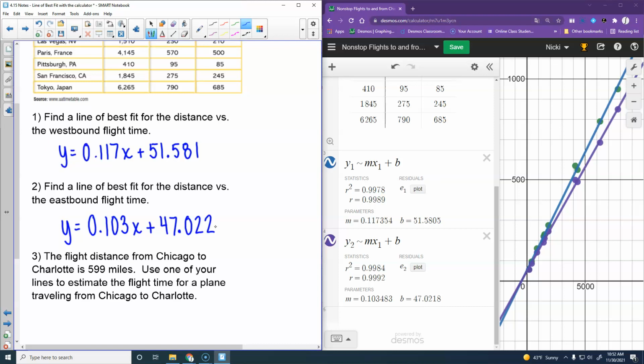Okay, questions on anything so far? All right, now 3 tells us the flight distance from Chicago to Charlotte is 599 miles. Use one of your lines to estimate the flight time for a plane traveling from Chicago to Charlotte. So I've got 2 different lines here. I'm not going to use both of them. Which one am I going to use if I'm going from Chicago to Charlotte?